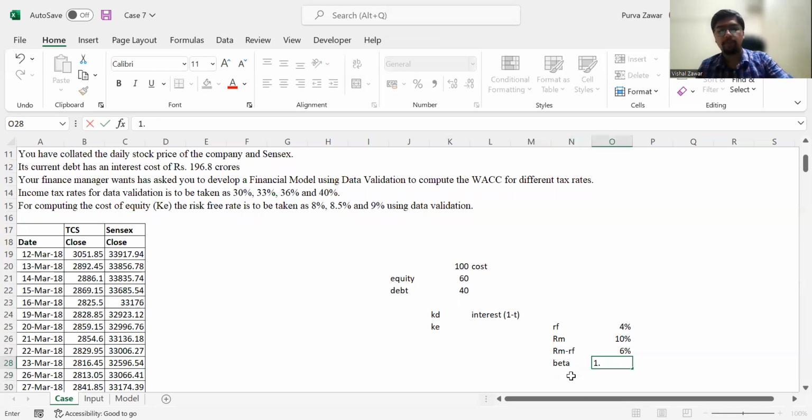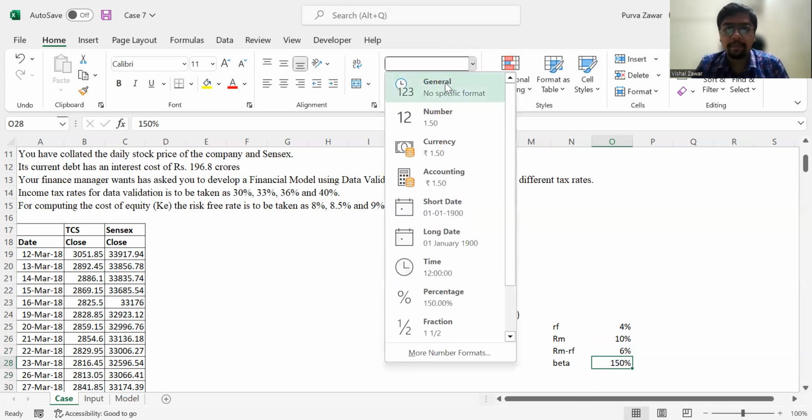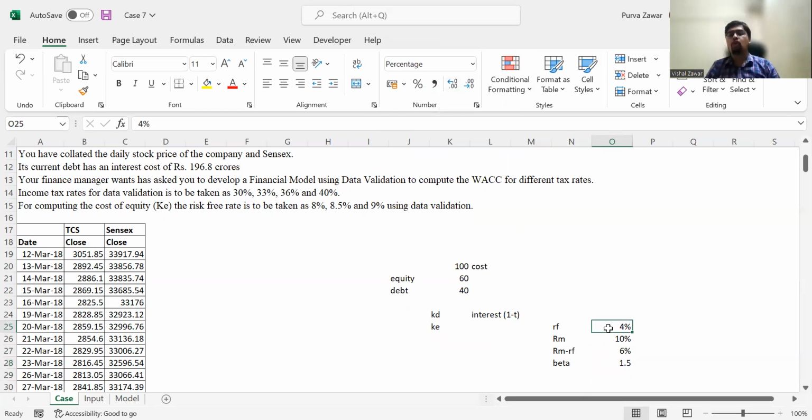Say for example, if beta is 1.5, that means the stock is 1.5 times risky as compared to the market. That means if market goes up by 10%, stock might go up by 15%. But the other way around, if the market goes down by 10%, stock will go down by 15%. It is very risky. So that time, the investors might be needing more than the 6%.